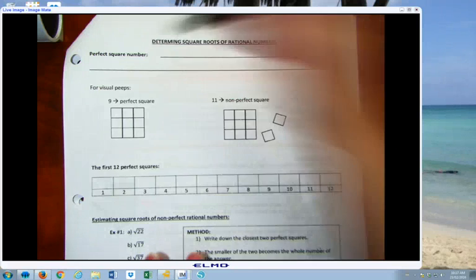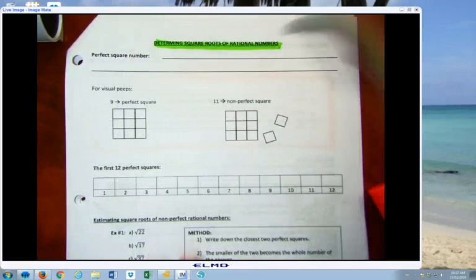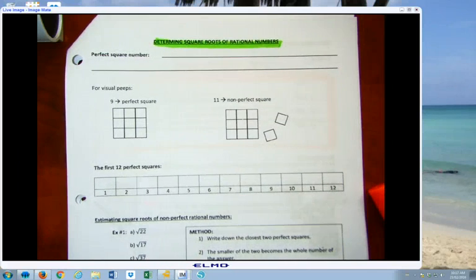Since we have done the decimal, this is the last part of rational numbers, determining square roots of rational numbers. Definition first, you saw it already this morning. What's a perfect square number?